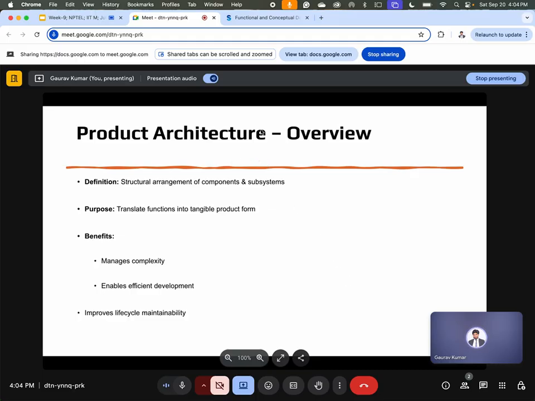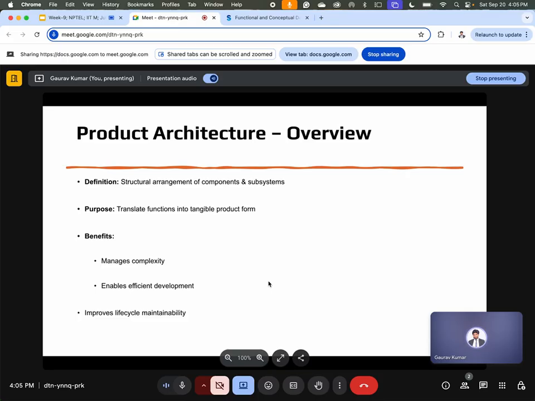Product architecture overview. Product architecture can be defined as the structural arrangement of a product's components and subsystems that together deliver its intended functions, and it acts as the bridge between abstract functional requirements and concrete physical form, guiding the design process from problem definition to tangible solutions.